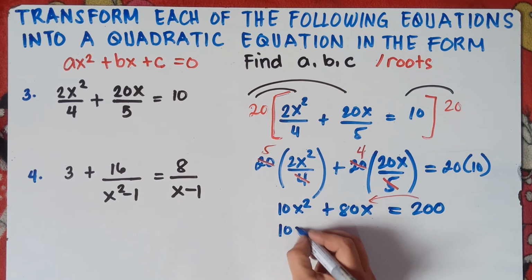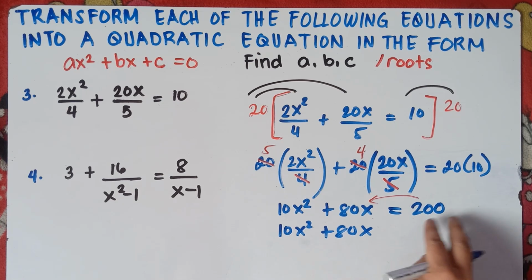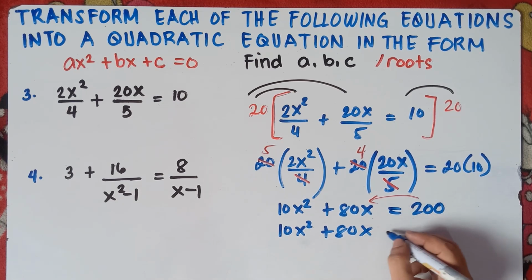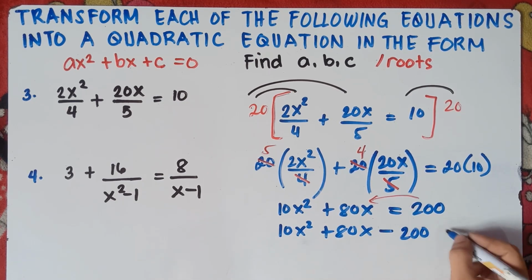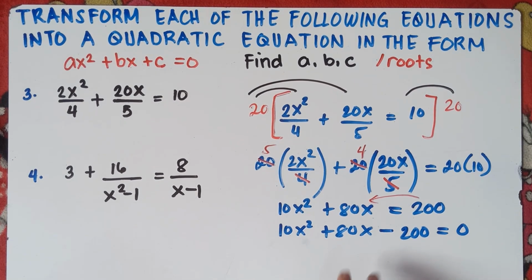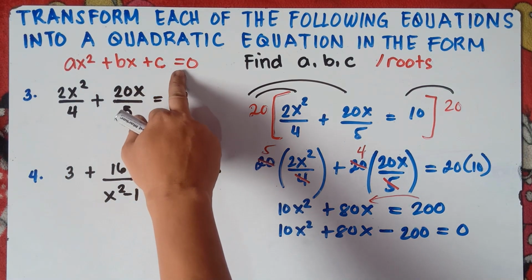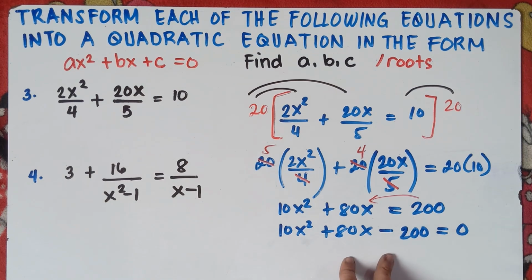So it will be 10x squared plus 80x. Then transpose 200 from right to left. You change the sign. This will be negative 200. Then equals 0. Alright. So we have the standard form now of the equation. Okay, check the equation, plus all of the terms will be on the left of this equal sign. So we already have the standard form.